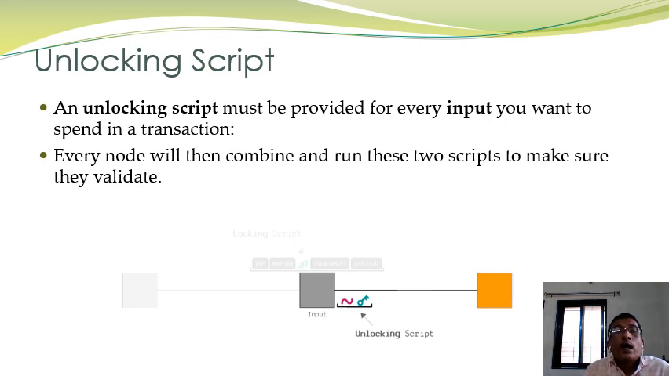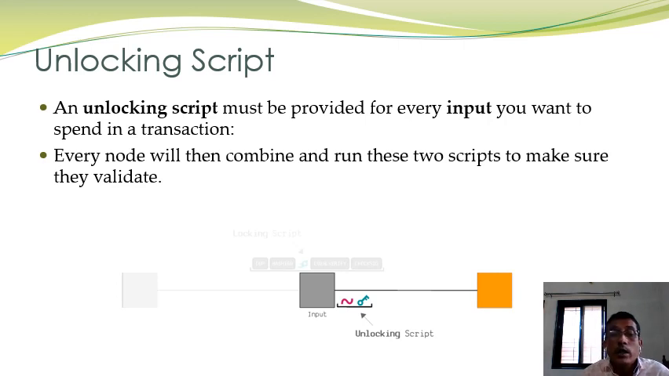Then the unlocking script must be provided for every input. Now we know that every output has a locking script, and if we want to unlock the value, the outputs received from the previous transactions, then we require an unlocking script. With the unlocking script we can unlock that output, and then we can spend this output in this transaction. How can the output be spent? Outputs will become inputs for the transaction. So whatever value is received from that transaction, the inputs will operate on that value, and they will produce another output for the next transaction.